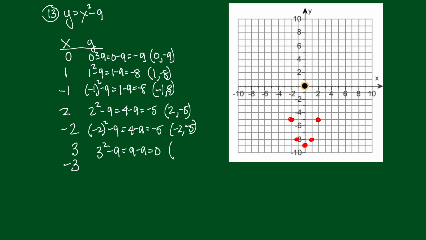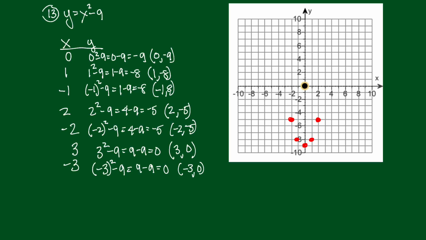So that gives us this point. To the right 3, right on the axis, 3, 0. Put in the negative 3. Negative 3 squared minus 9. Still 9 minus 9, 0. So now we're to the left 3, right at 0. So let's plot those.